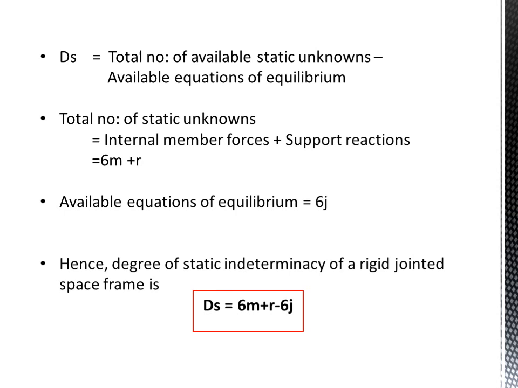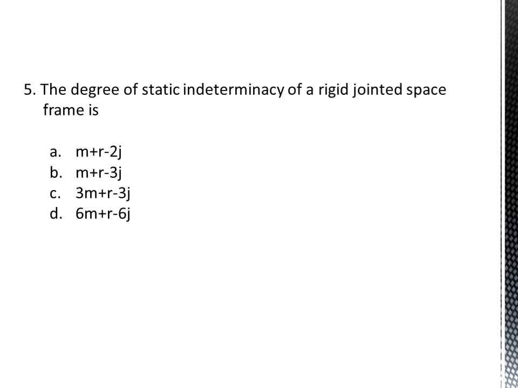Now we have to calculate the equations of equilibrium. So we all know that there are 6 equations of equilibrium that can be applied in one joint. So if there are j number of joints, then the total number of available equations of equilibrium will be 6j. So hence the degree of static indeterminacy of a rigid jointed space frame Ds is given as 6m plus r minus 6j. So the answer for the fifth question will be option D, 6m plus r minus 6j.